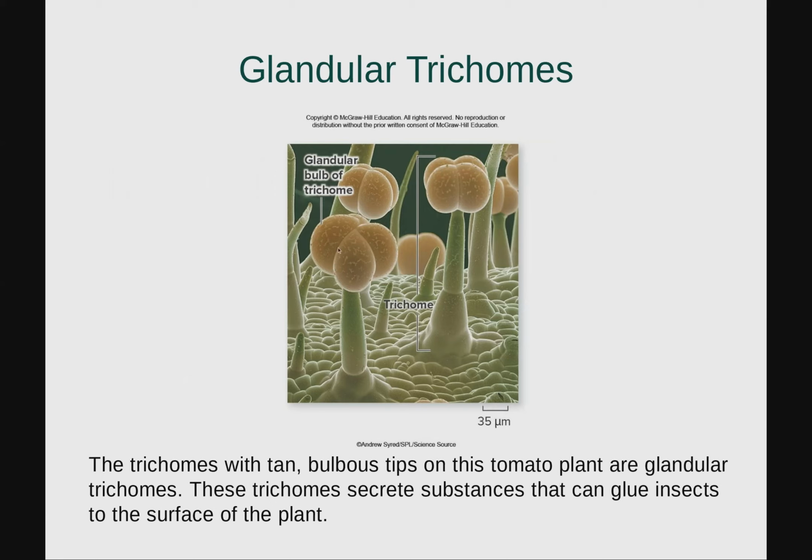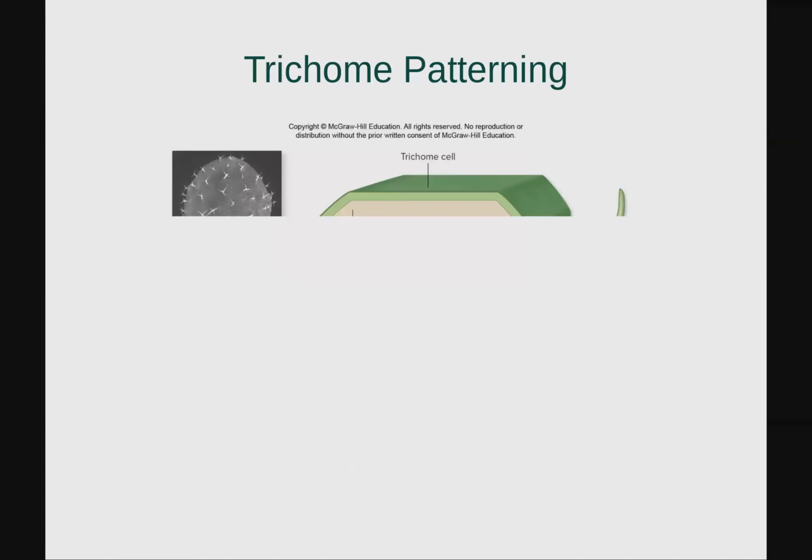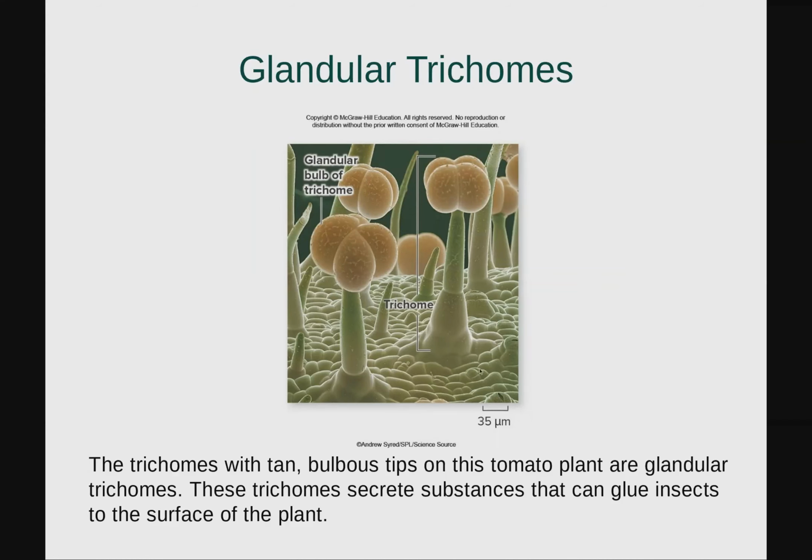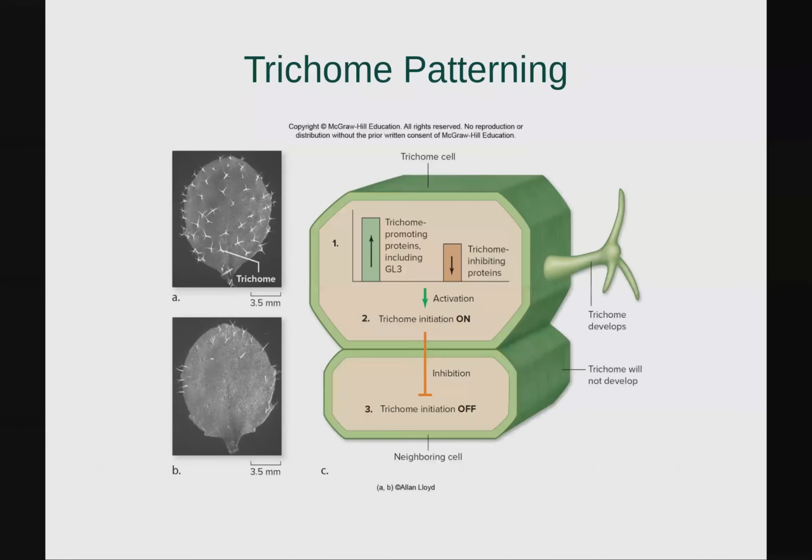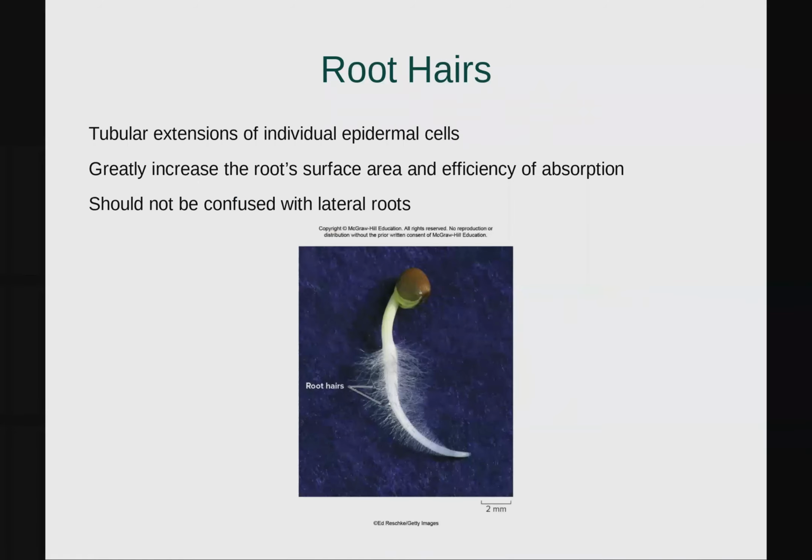But in this case, they're glandular, so they have four little components to them, and again, they secrete a level of sticky substances that helps trap insects and protect the plant from herbivory. In this case, these are on tomato plants, which helps protect them against herbivory from different types of insects. Now, trichome patterning is actually controlled by a gene. I'm not going to dive too deep into this, but just know that trichome patterning is controlled by a couple different proteins, and you can mess with trichome patterning in plants by turning these genes on and off. So that's the epidermal tissue of our leaves.